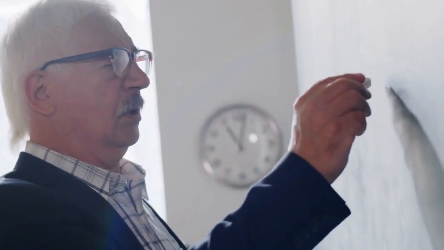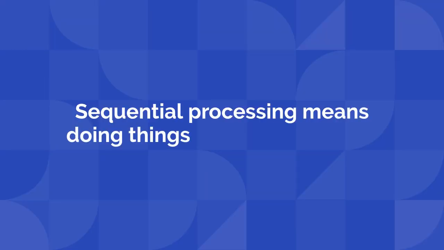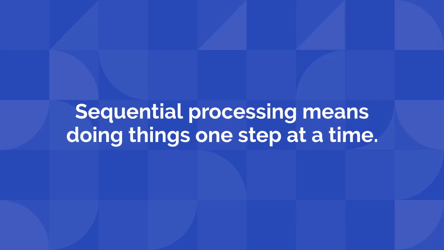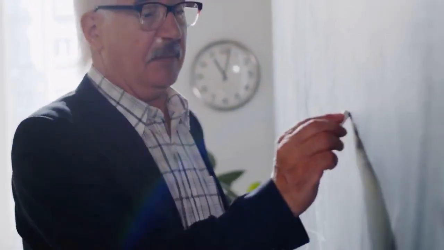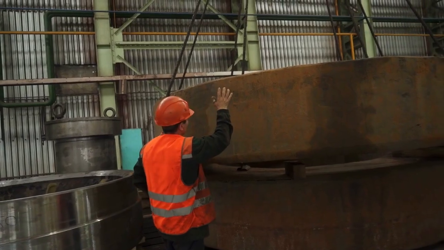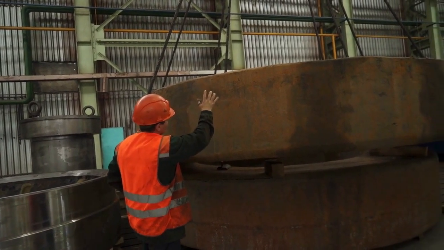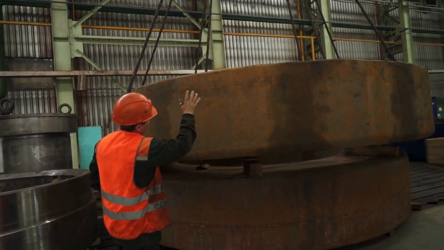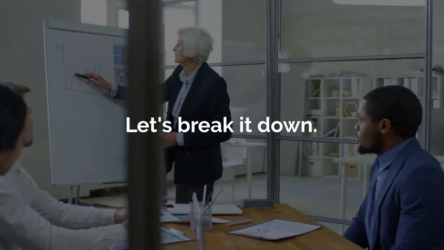It sounds complex, but it's actually very simple and something we do every day. Sequential processing means doing things one step at a time. You complete one task entirely before moving on to the next. Think of it like a line or a queue. Each item must wait its turn. Nothing happens simultaneously. Let's break it down.